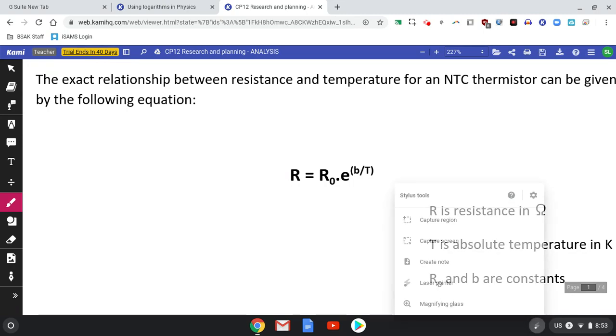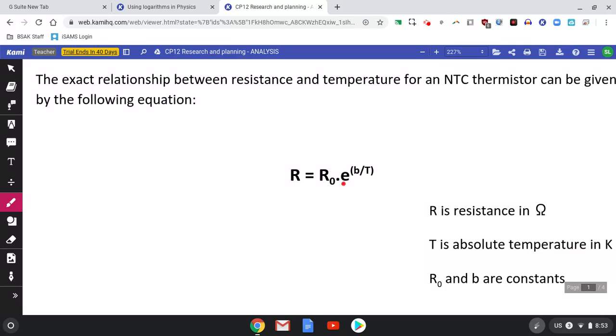Okay. It is exponential in nature. That's what the E is there. All right. But it's quite a complicated one because these are the two variables. The independent variable temperature is there. The dependent variable resistance of the thermistor is there. Now your R1 and B are constants.